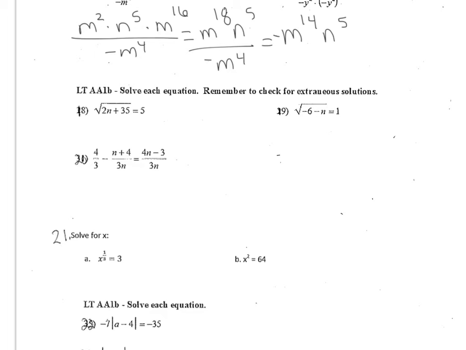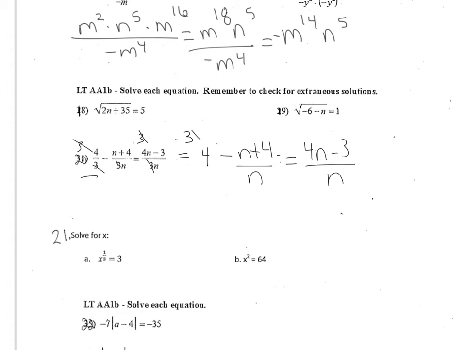Okay, let's talk about these fractions. How do we clear fractions? Remember on this one, the first fraction I see is 3. So I'm going to multiply everything times 3, and that cancels on all. So now I have 4 minus n plus 4 over n equals 4n minus 3 over n.